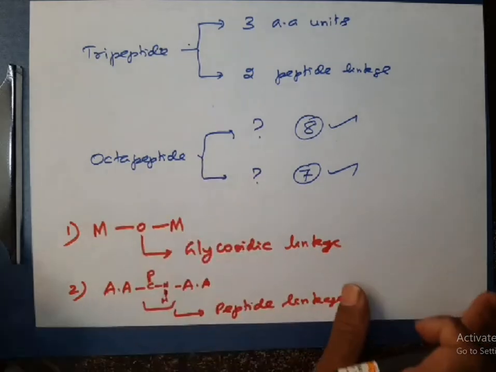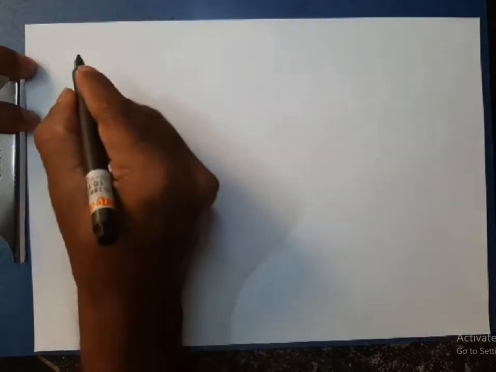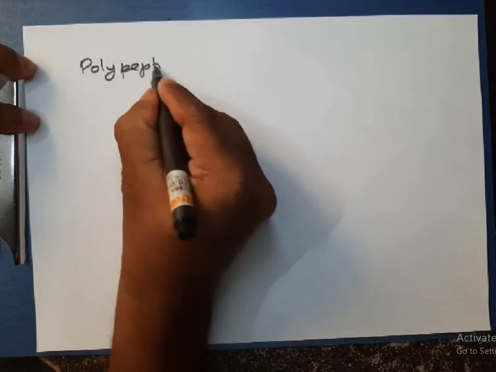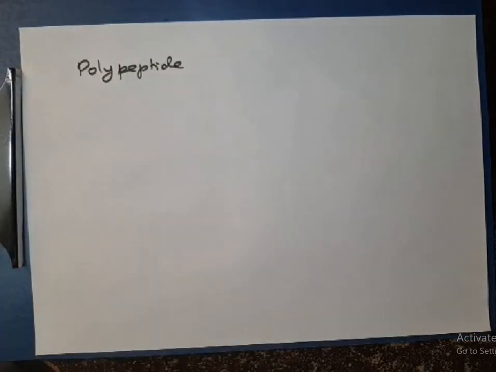Okay, now so now we know what is meant by dipeptide, tripeptide, tetrapeptide, and so on. Okay, now what's the meaning of polypeptide? What's the meaning of polypeptide?